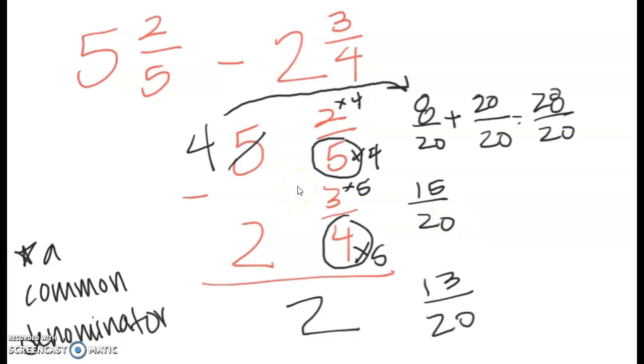Sometimes we have to borrow, sometimes we have to regroup, and that's okay, right? Just like we did with the 8 20ths minus 15 20ths. We just take from the whole and send it over, okay?